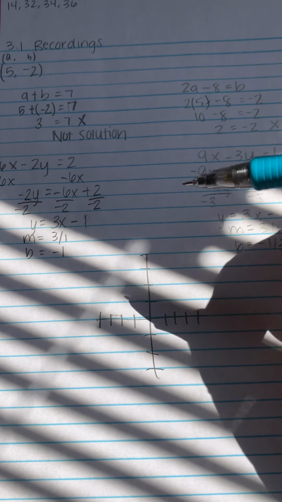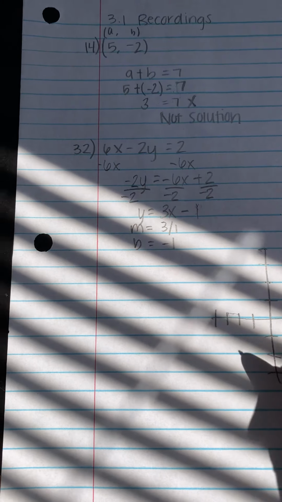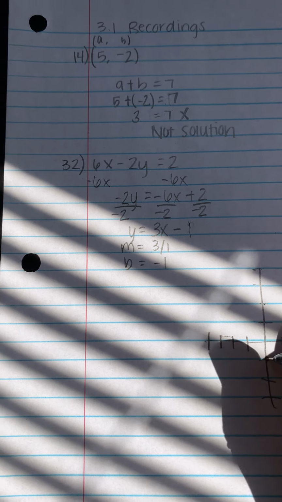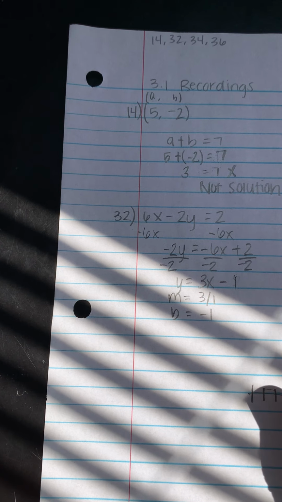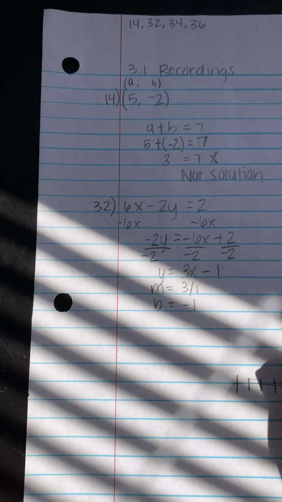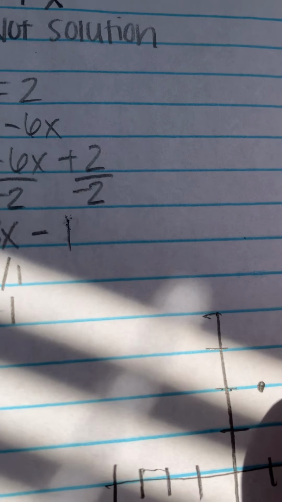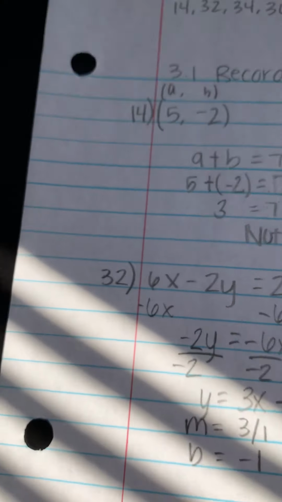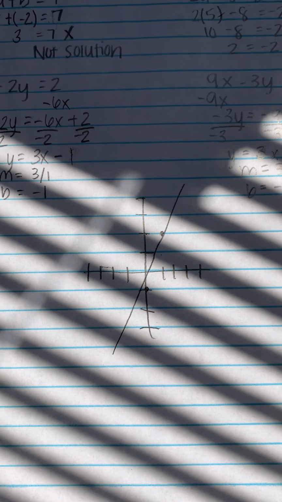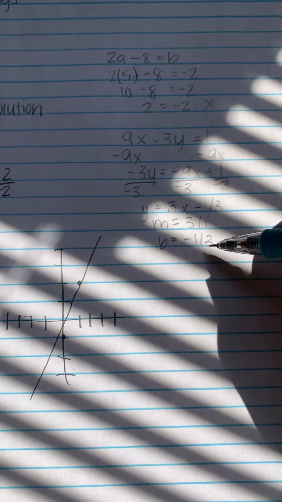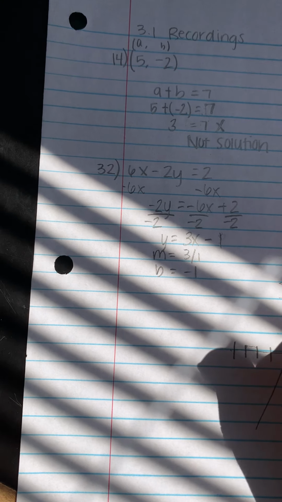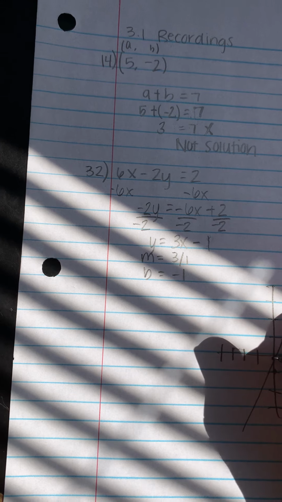So, let's see here, for our first one is negative 1, and then you go up 3 over 1, 1, 2, 3 over 1. So this is our first line, basically. Sorry, it's a little rough. And then our next one is negative 1/3, so probably about right there.